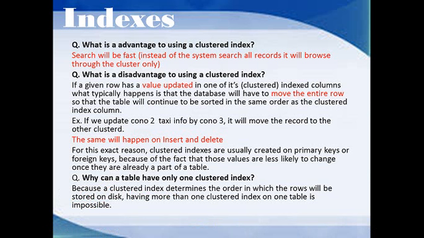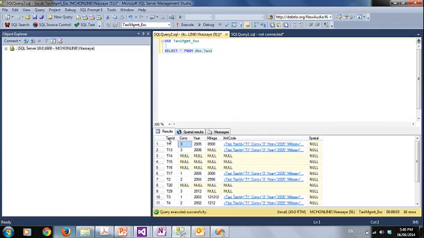Why can a table have only one clustered index? Because a clustered index determines the order of rows. So the order of rows will happen only once. As you can see in here, for example, take this one. This one happens only one time because there is a primary key integrity rule, as we saw earlier in database development.